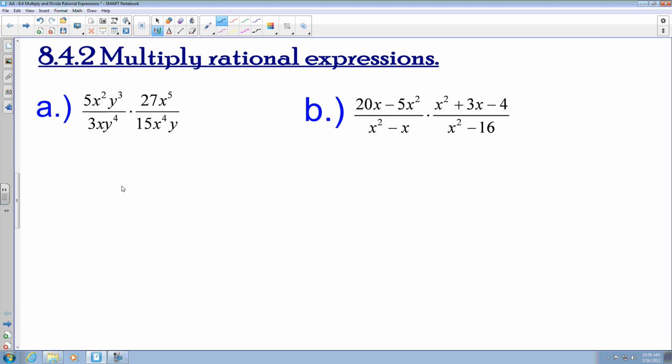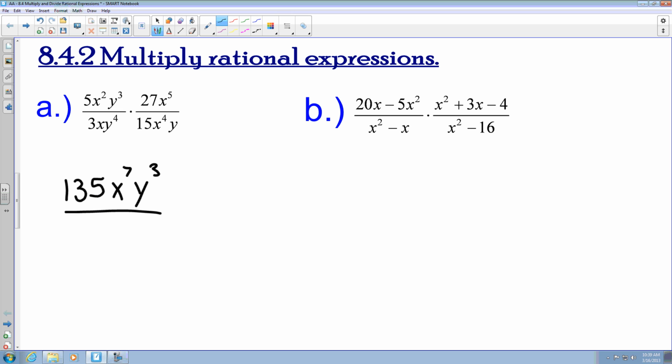Now we're going to go and use multiplication. Initially, for these two fractions, I can't factor anything out. So the best thing to do is just multiply across and then simplify later. So 5 times 27, dealing with the numbers, that'll give me 135. I've got x to the second times x to the fifth, so that's going to give me x to the seventh. And then I have just the y to the third.